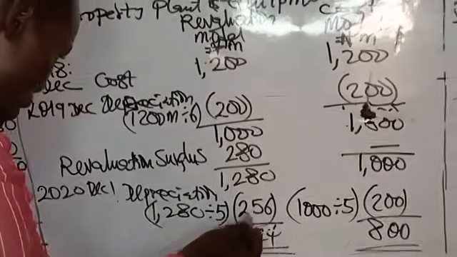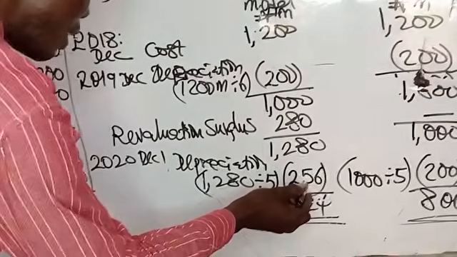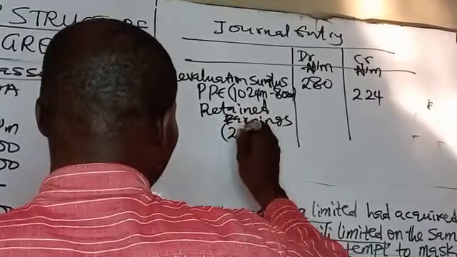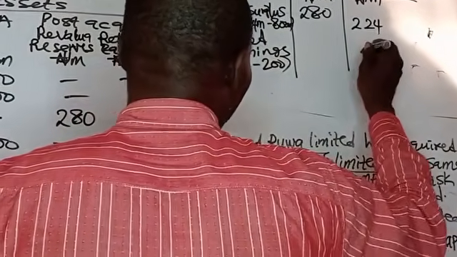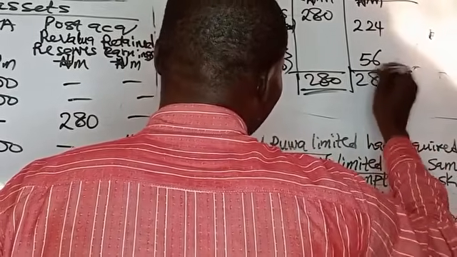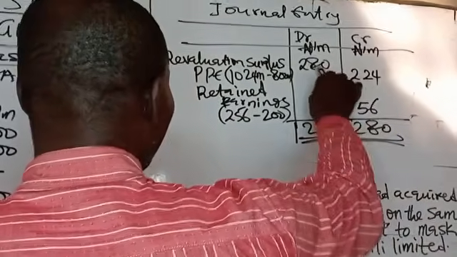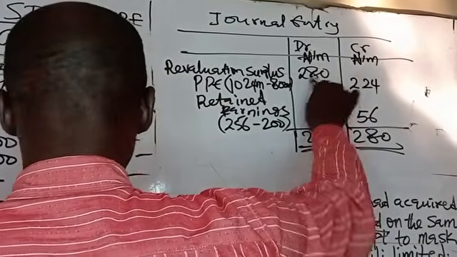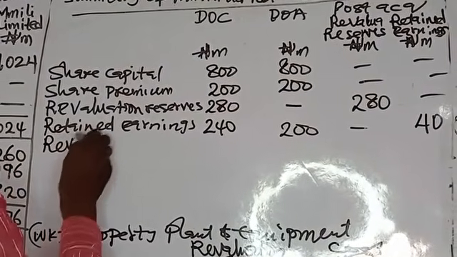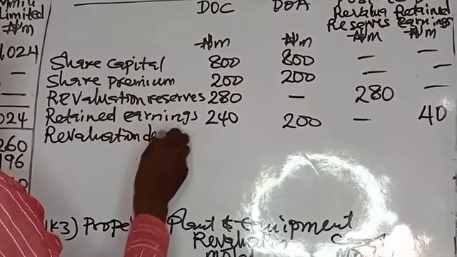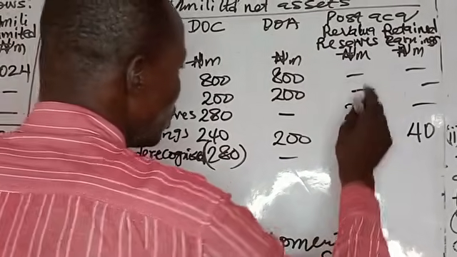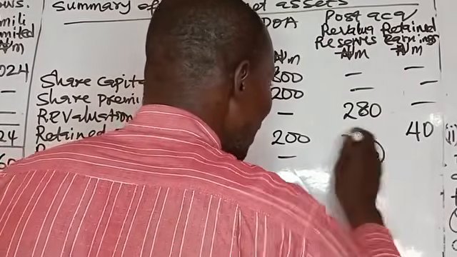The difference is the excess depreciation. If you check, depreciation was 256 under the revaluation model, but 200 under the cost model, a difference of 56. So 256 minus 200, you'll be left with 56. If you sum it up, here you have 280 on the debit side, and on the credit side you'll be having 280 as well. Now, back to the summary of net assets. The revaluation reserve is derecognized or transferred to retained earnings, 280. So you were having 280 before, and when you derecognize it, it will be eliminated.